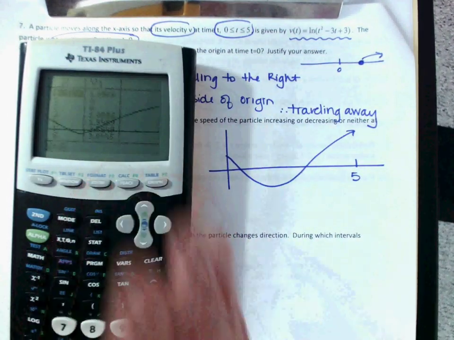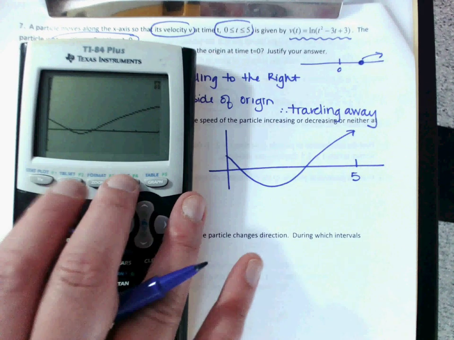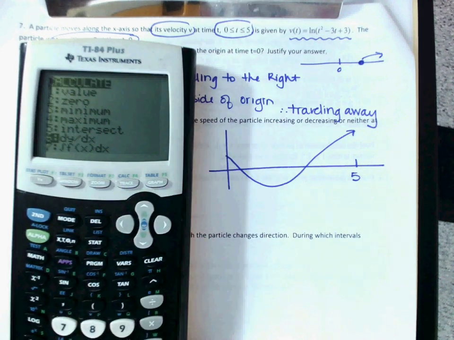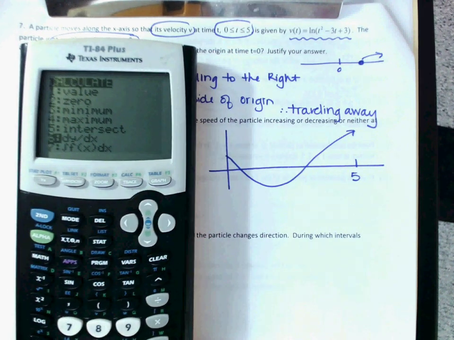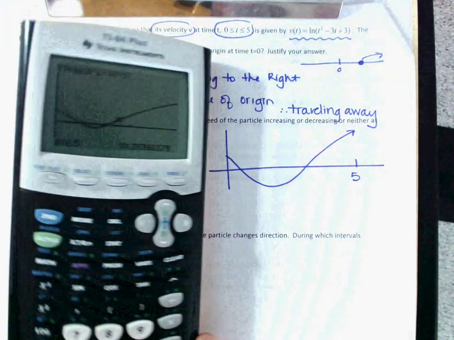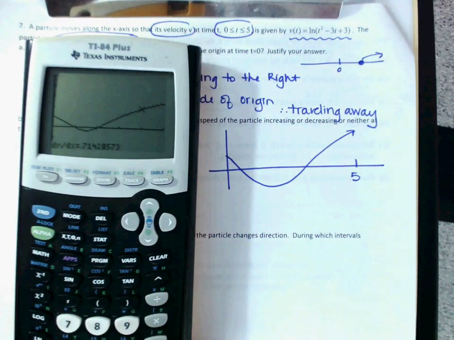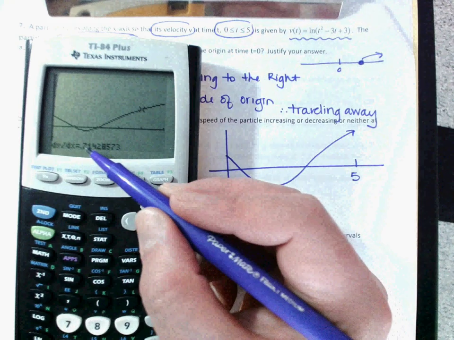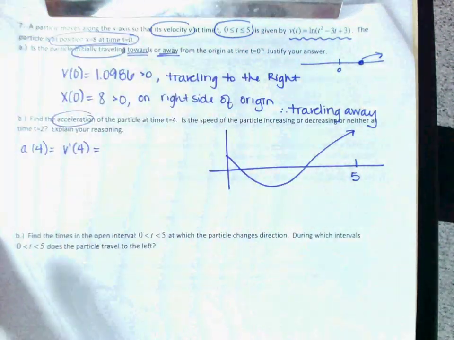So I'm going to go back into my graph. I'm going to hit second trace, go down to the dy/dx option, which is number 6, and then take the derivative at 4. It tells me that my slope at that point is 0.7142.